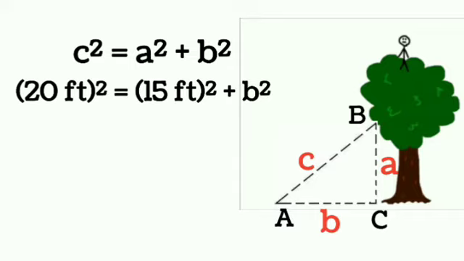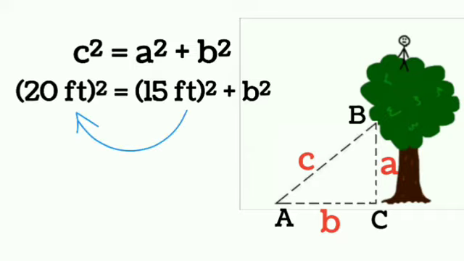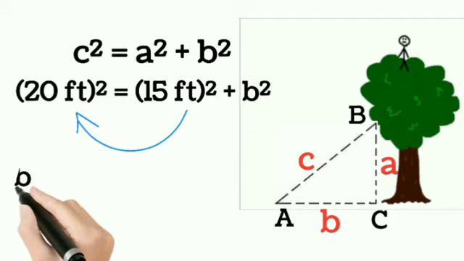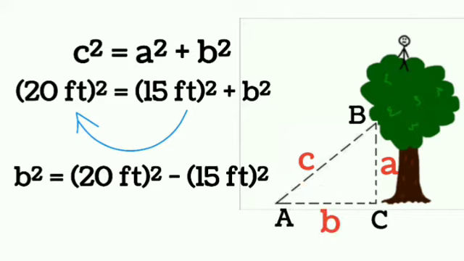To find the value of b, subtract the quantity of 15 feet squared from the quantity of 20 feet squared, then rearrange the equation from left to right. Thus, b squared is equal to the quantity of 20 feet squared minus the quantity of 15 feet squared.